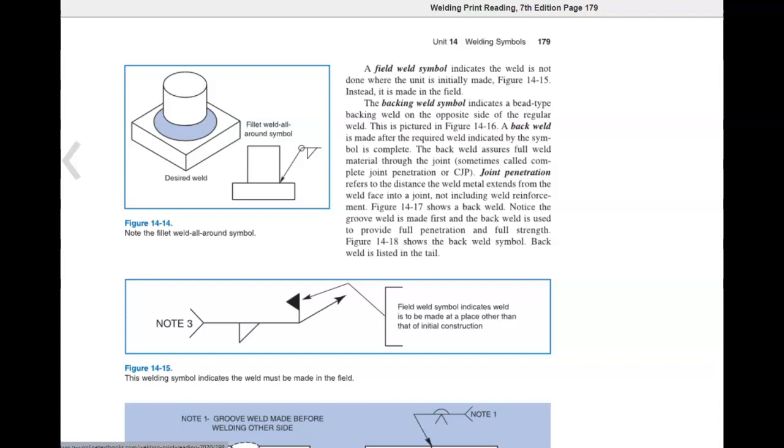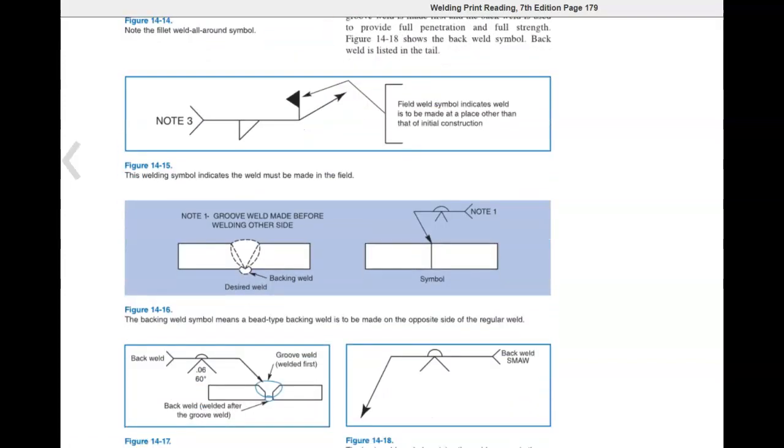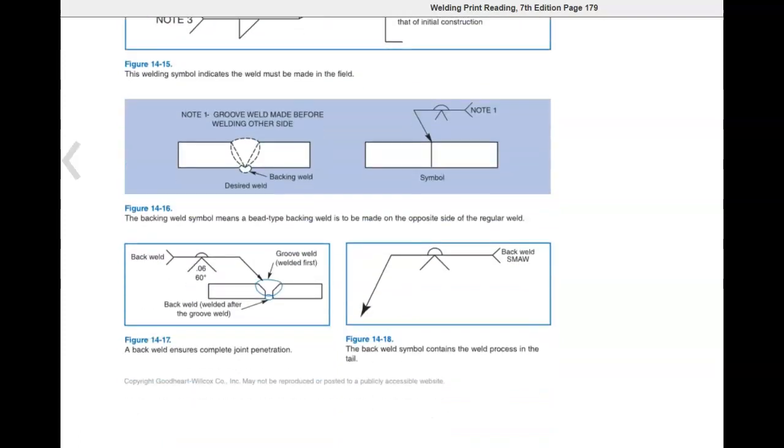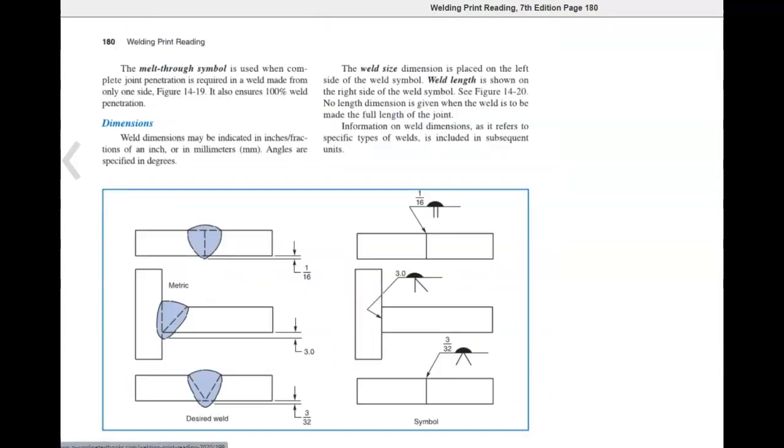Notice the groove weld is made first and the back weld is used to provide a full penetration and full strength. Figure 14-18 shows the back weld symbol. Back weld is listed in the tail. The melt-through symbol is used when complete joint penetration is required in a weld made from only one side. Figure 14-19, it also ensures 100% weld penetration.